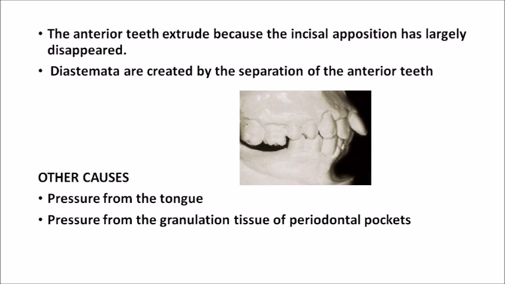It can be pressure from the tongue. Because of pressure from the tongue also the tooth is going to move, and also because of pressure from the granulation tissue in the periodontal pocket also tooth can migrate.